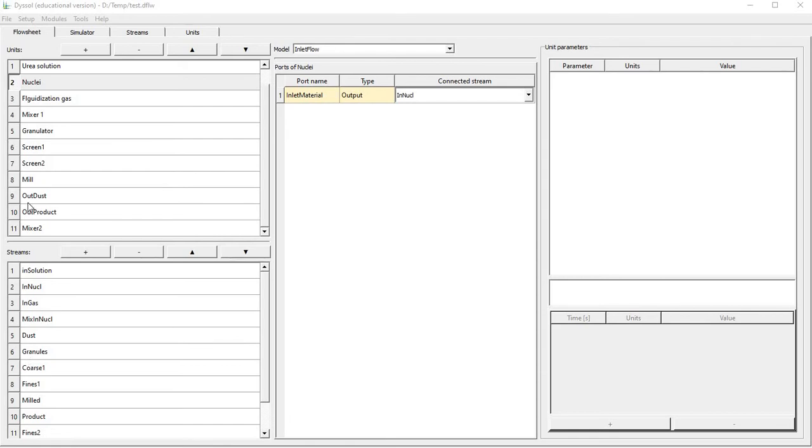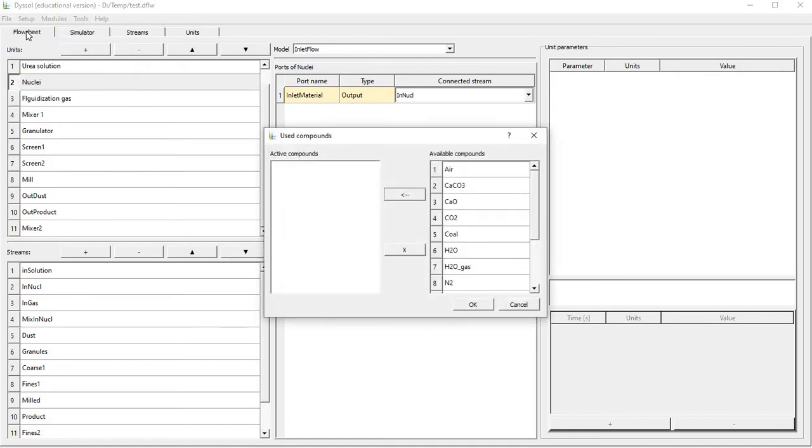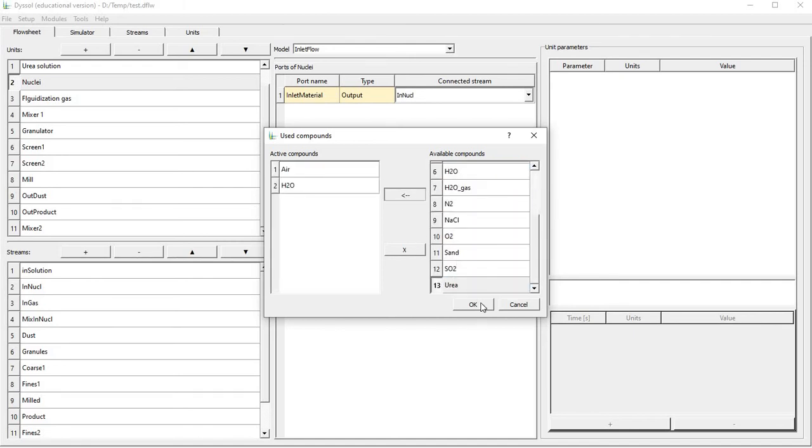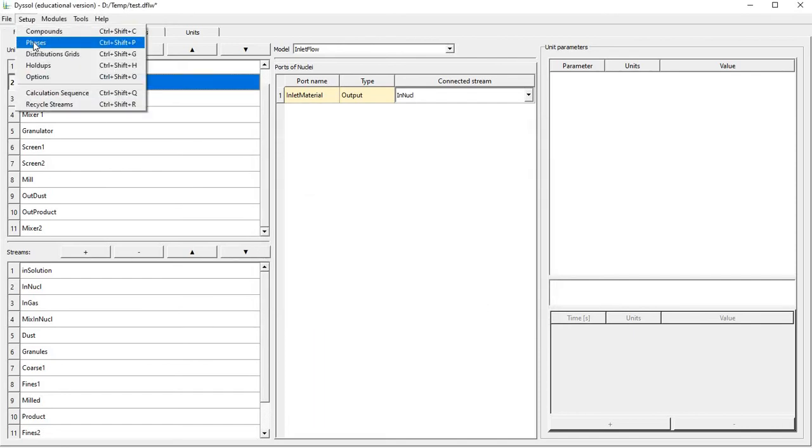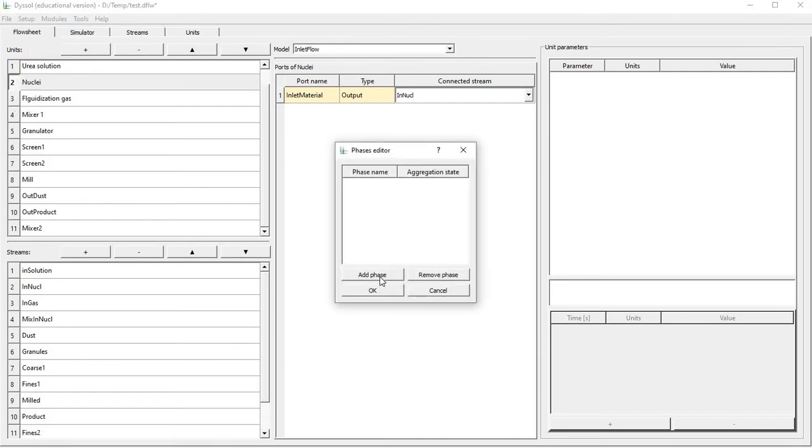And in the next step, we can define all other necessary settings. First of all, it is necessary to define the compounds which will be used to perform the simulation. For the modeling of urea granulation, we need air, we need water, as well as we need urea. So 3 different compounds. The next stage is to define the phases which will be involved in this process. We'll have here 3 different phases. This will be solid phase, liquid phase, and gas phase.